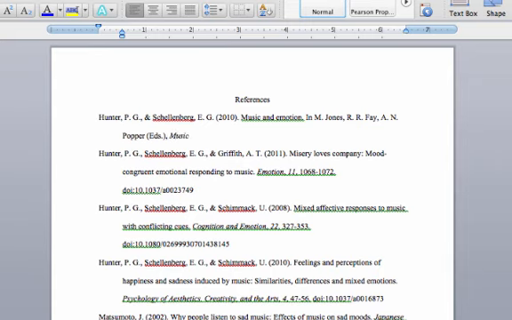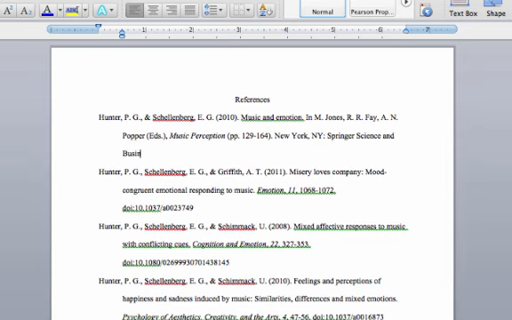Now type the title of the book in italics and include the page range in parentheses and precede the page range with the abbreviation PP. Close the parentheses, include a period. Now we include the location of publication, followed by a colon, and the name of the publisher. And if applicable, include the DOI.